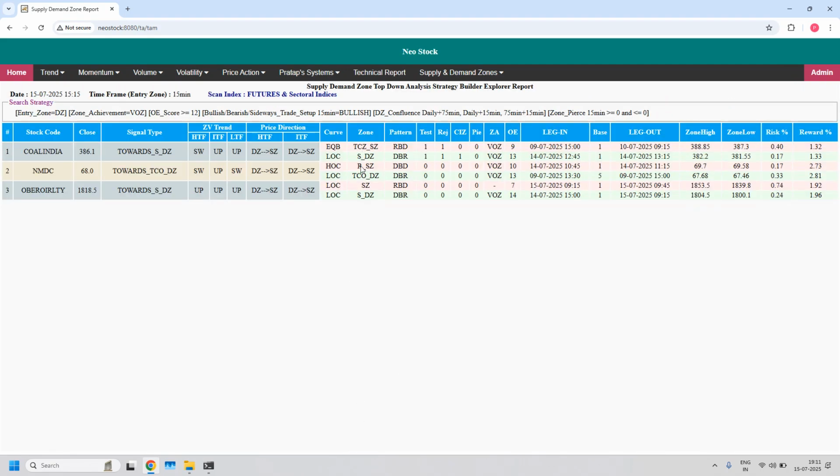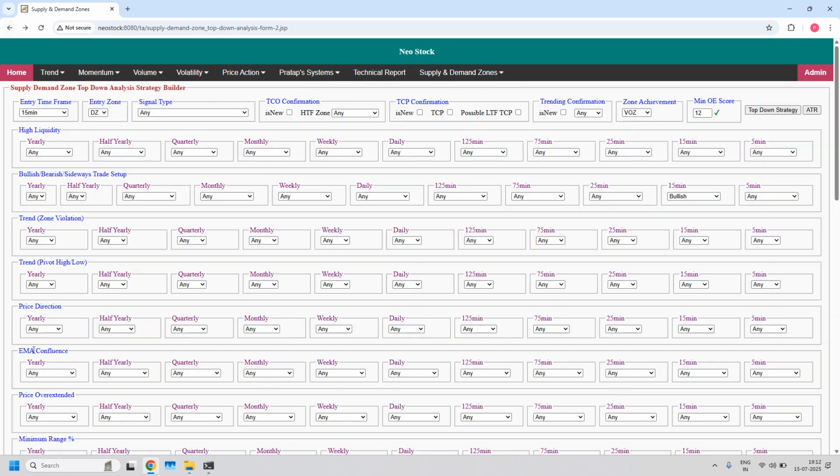In all the 3 stocks, these 15 minutes demand zones are overlapped with 75 minutes demand zone. Again, both together are overlapped with daily demand zone, and daily trend is up in only one stock. Let's verify if this zone, daily demand zone, having daily EMA confluence. Daily demand zone with daily EMA.